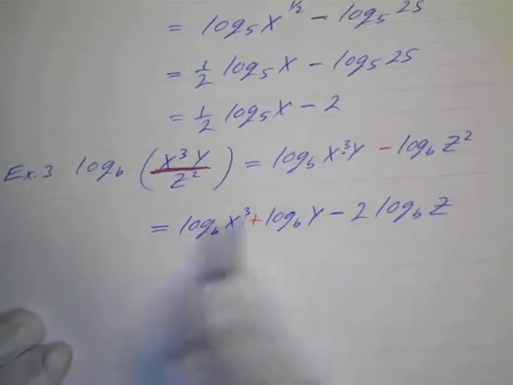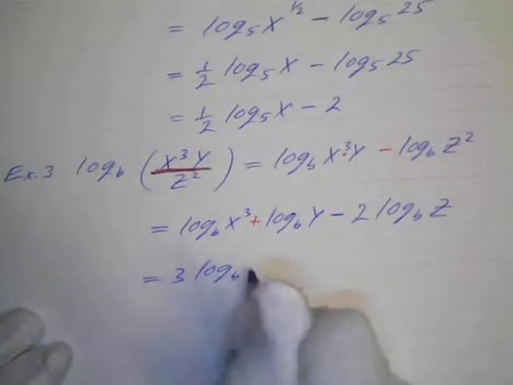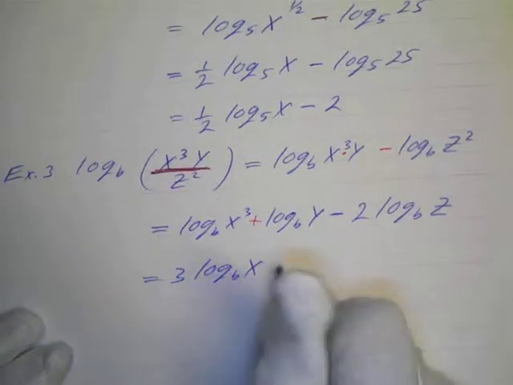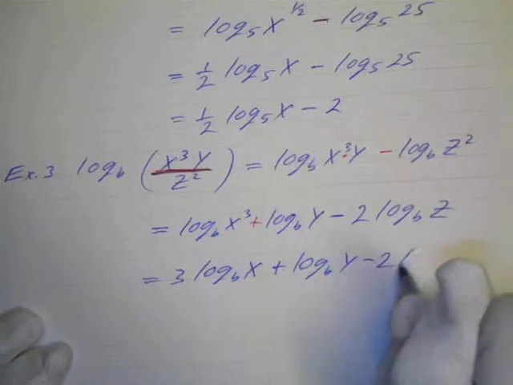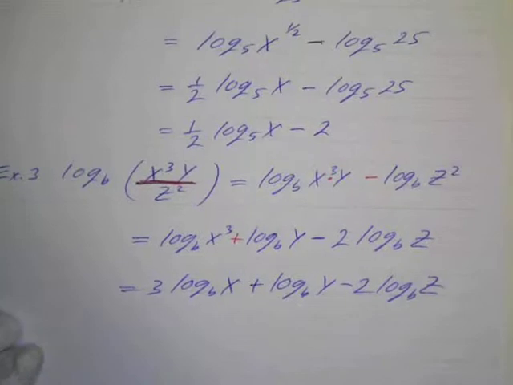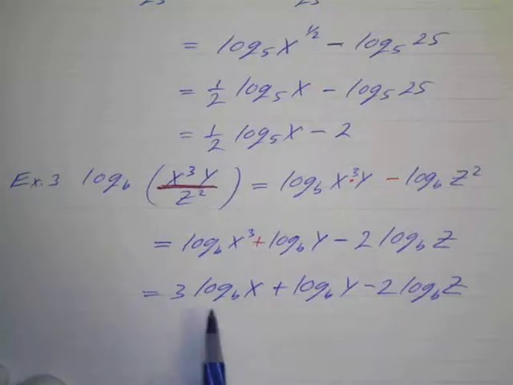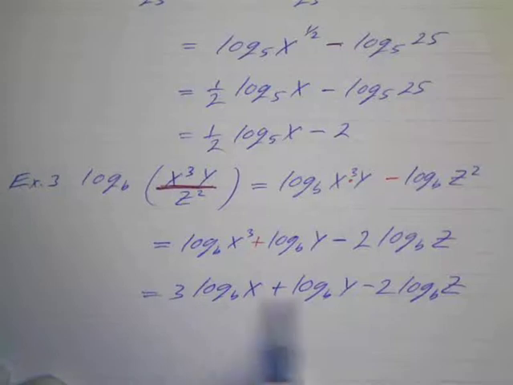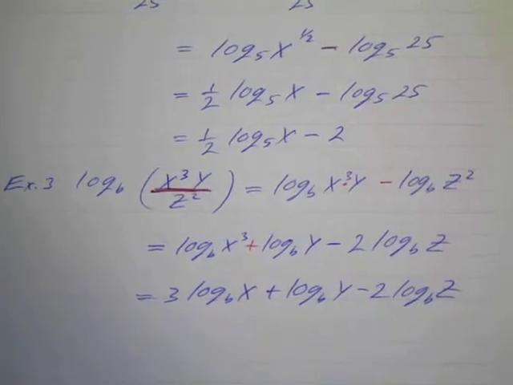And one last thing I can do is I can put this exponent in front. So this is going to equal 3 times log to the base b of x. And then this is already simplified, plus log to the base b of y minus 2 log to the base b of z. And there you go. So that's all simplified out. Okay. So we expand these out, so we just have the log to the base of something, just one thing, and then everything else is moved out. So we've expanded it out quite a bit. Hope that makes sense.